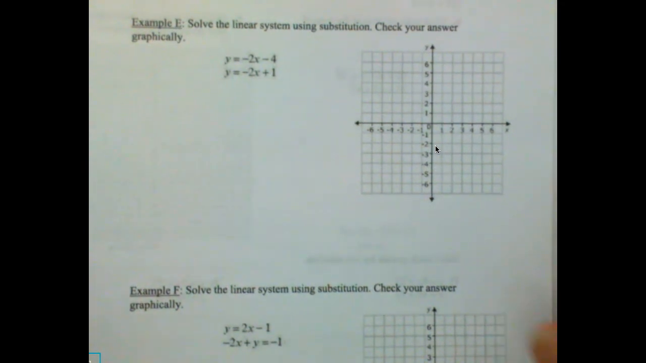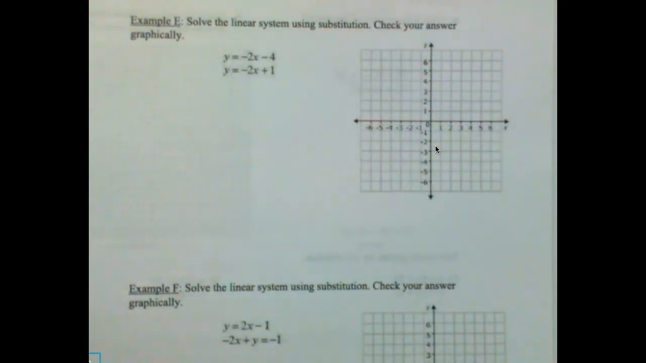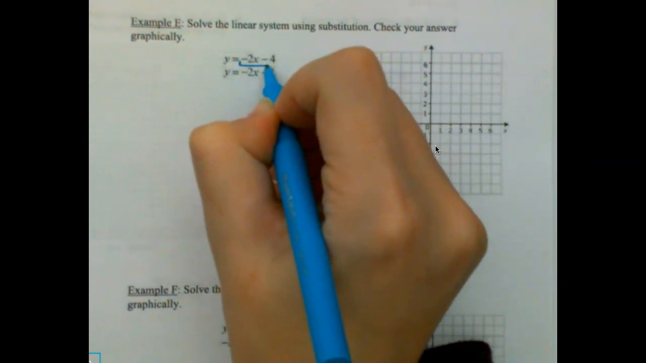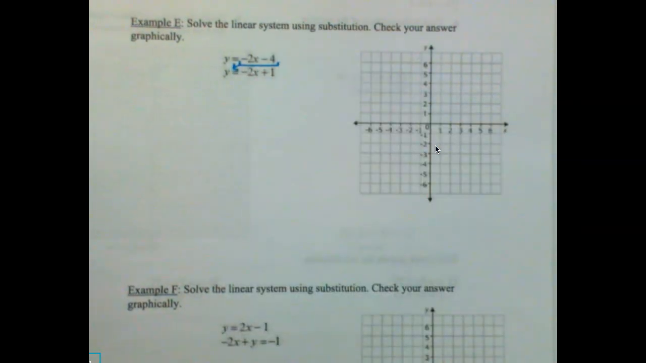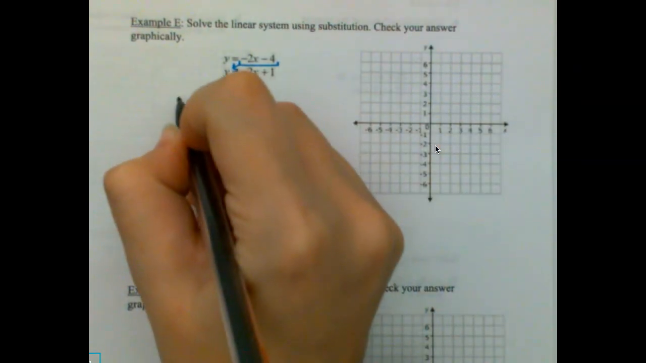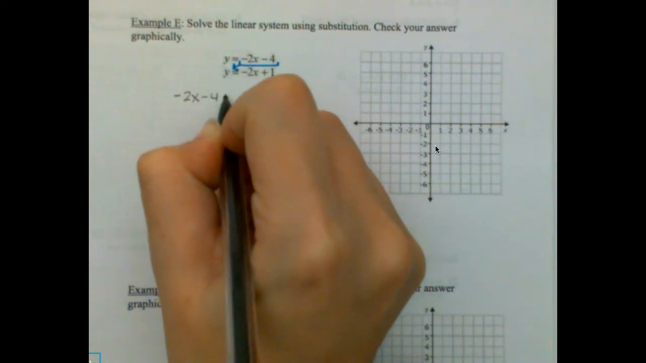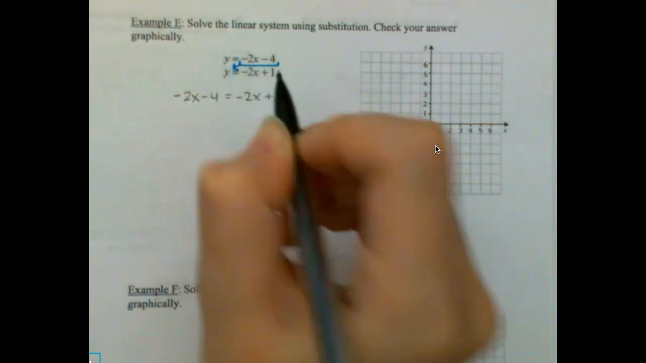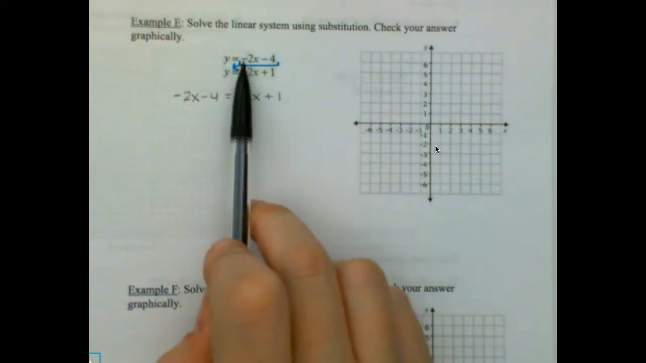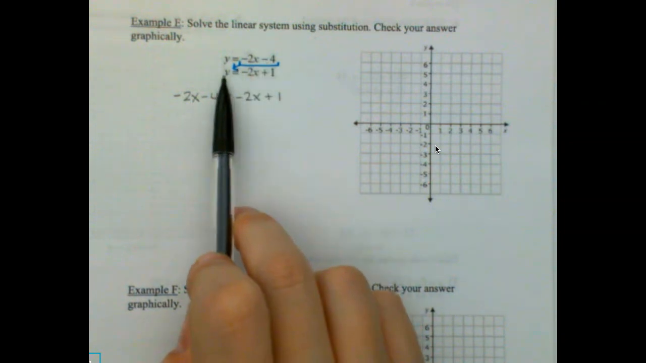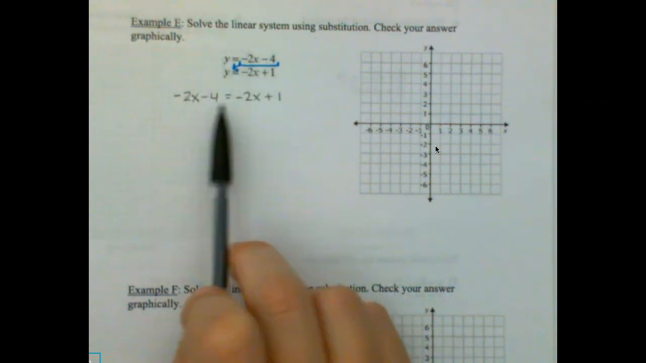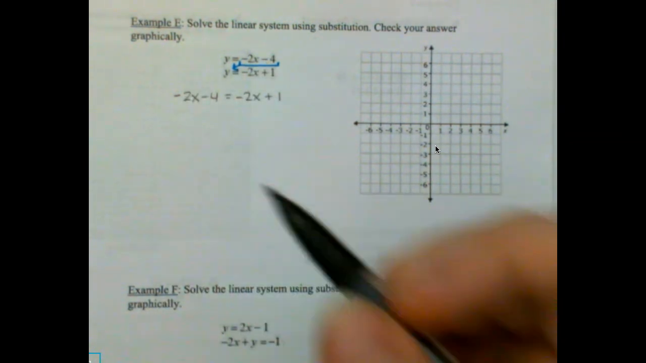For example 1, we're going to solve using substitution first. I'm going to take my first equation and plug it into the y in the other equation. I'm going to get negative 2x minus 4 equals negative 2x plus 1. When I set this up, I'm taking the negative 2x minus 4 and plugging it into the y in the other equation, which gets me an equation that looks like this. So we're going to solve it.